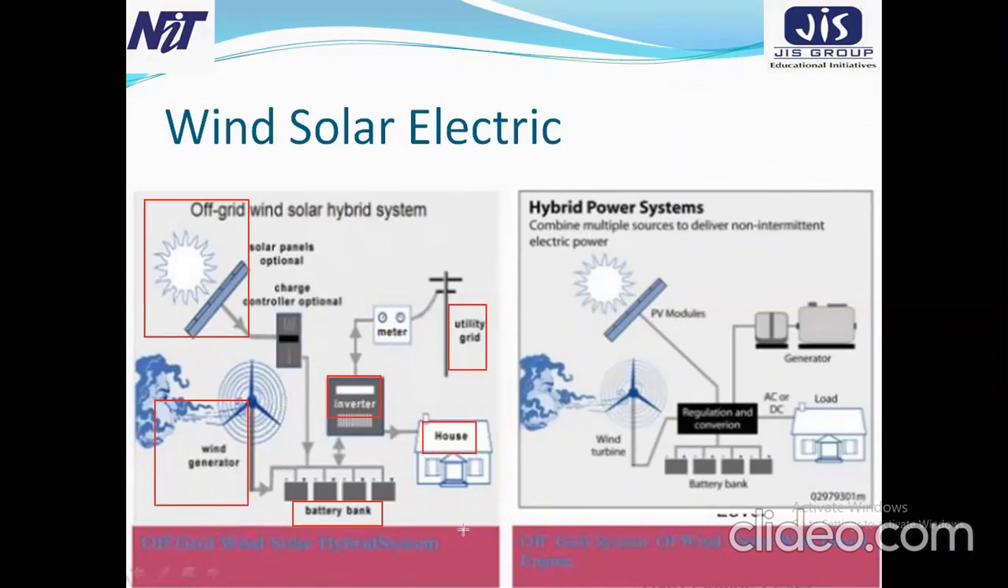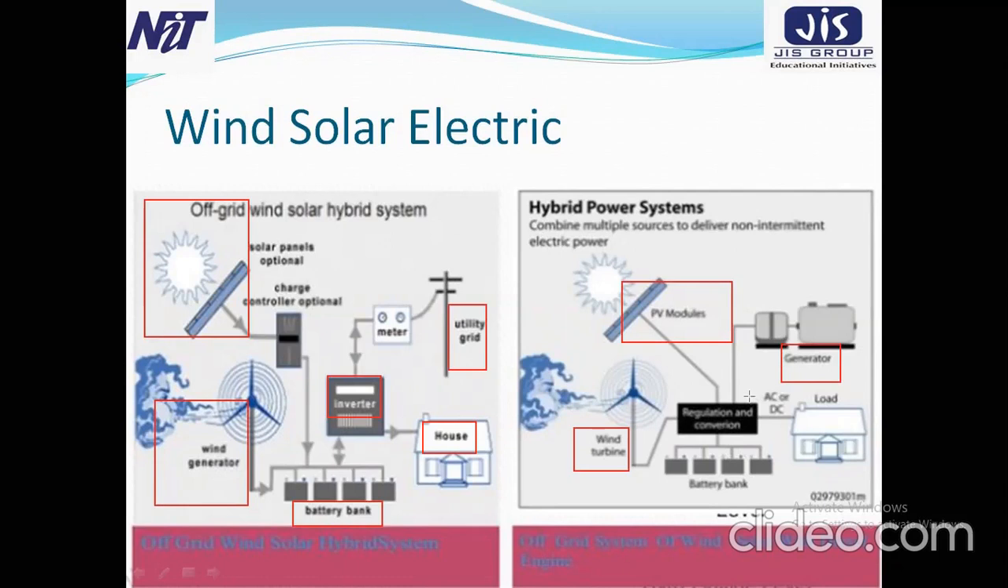So this off-grid wind solar hybrid system is called off-grid. That means it is not connected with the grid. Now the hybrid power system combines multiple sources to deliver non-intermittent electric power. So here also the PV module and the wind turbines are connected to the battery bank through regulation and conversion, and then it's connected to the generator, this part.